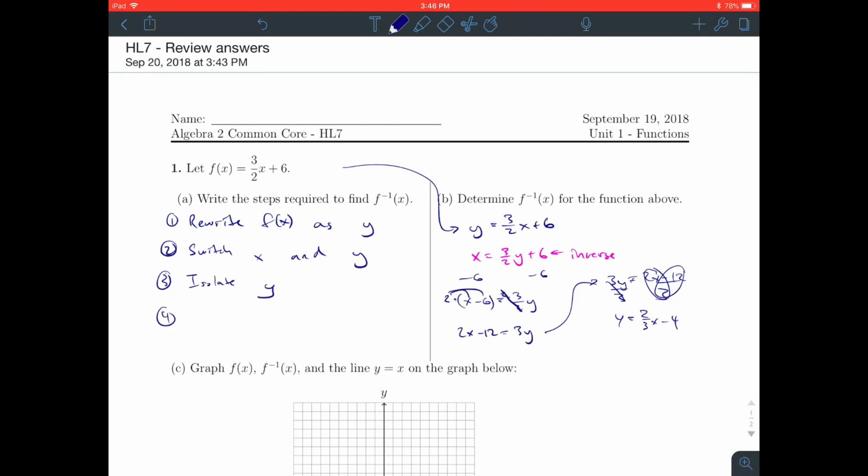Final step, since we made up y, we want to replace y with f inverse of x, the notation they asked us to use in the problem.